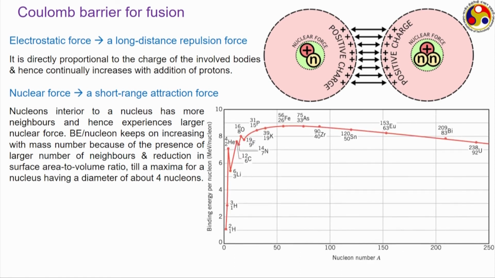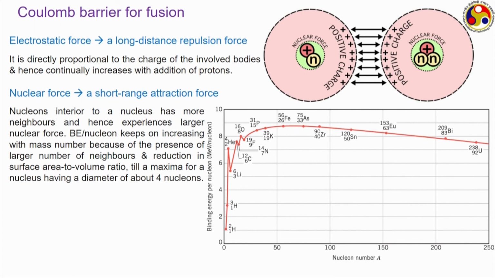Now, this is a particular chart, the same diagram which I have shown earlier also, that I am reproducing in a slightly different way. Here you can see binding energy per nucleon is very low for deuterium and tritium, and as we go on, for elements like carbon, oxygen or fluorine, it keeps on increasing and attains that maximum.